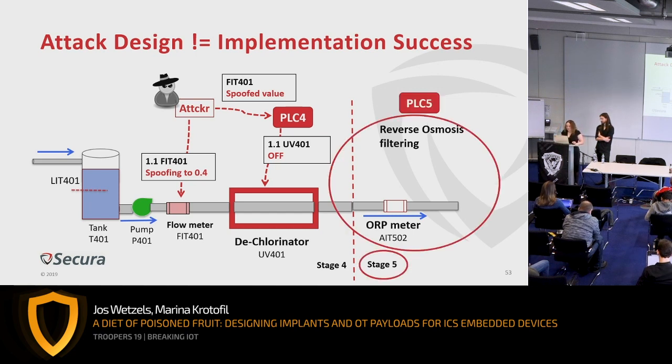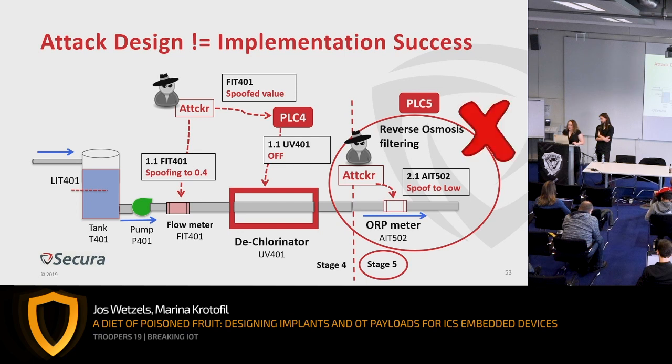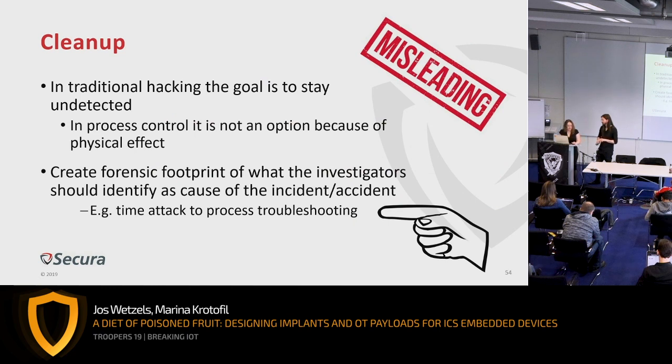But guess what? There is this ORP meter in another stage which will be measuring the level of the chlorine before it goes into this reverse osmosis filter. And there the attacker also needs to spoof the value to low. But guess what? It is in another stage. It is in another network segment. It's another equipment. It could be some analog controller or something. And if the attacker is not able to spoof that or compromise that part or implement his payload in that part of the process, my design is useless because we cannot implement it. So attack design does not always mean success.